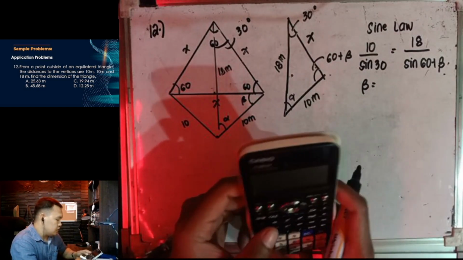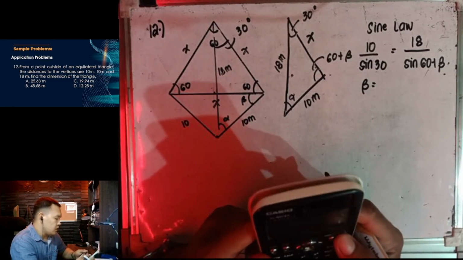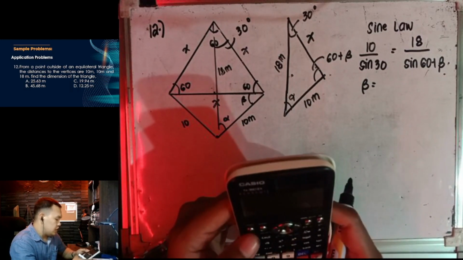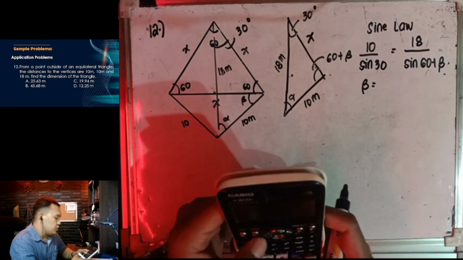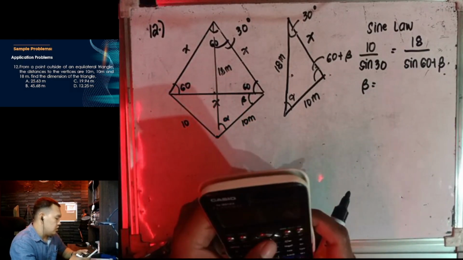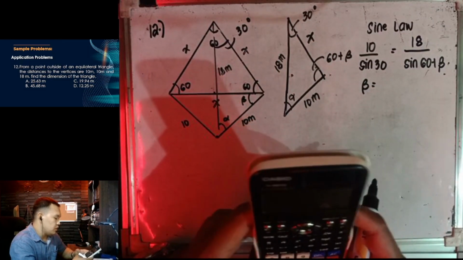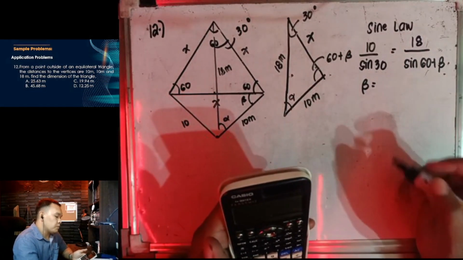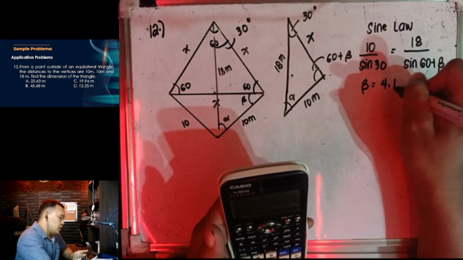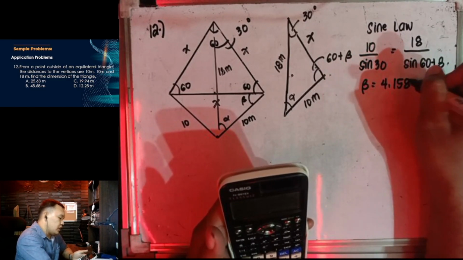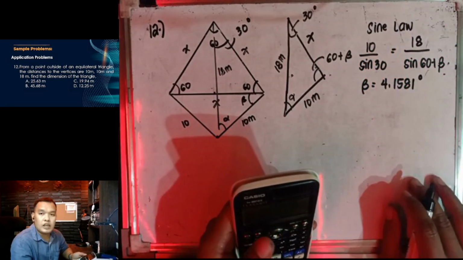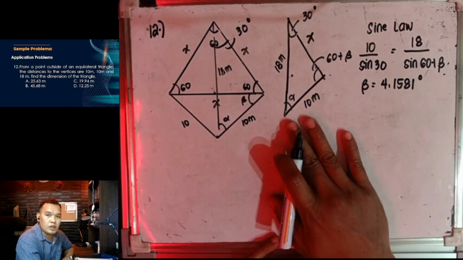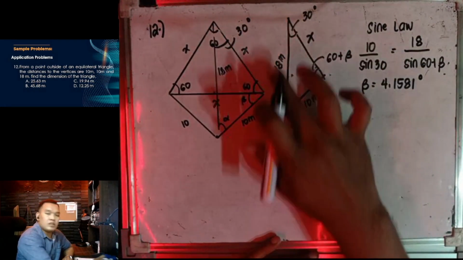So, 10 all over sine 30 is equivalent to 18 all over sine of 60 plus angle beta. So, angle beta is equivalent to 4.1581 degrees. Then, to get the value of angle alpha, we all know that the interior angle of our triangle is equivalent to 180.